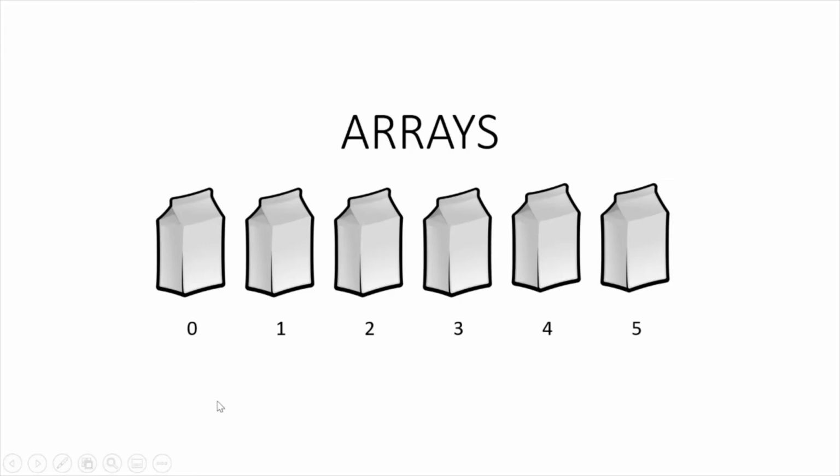Starting with the word index, in programming we start counting from 0. So this milk carton would be at index 0, this one at index 1, this one at index 2, and so forth. However, if we're talking about an element of the array, this milk carton would be the first element, second element, third element, and so on. This can be a bit confusing to get your head around at first, but just remember that in programming we start indexing, counting at 0.